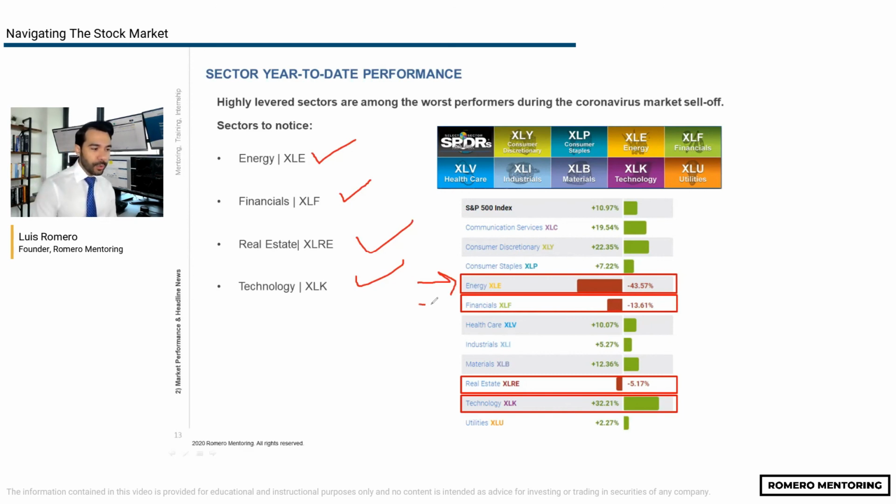Same thing with financials. Financials has been the second worst performing sector within our economy. And if you're bullish on financials, well, why is that? Are you bullish because of interest rates? Are you bullish because of a Biden administration being more favorable to Wall Street?